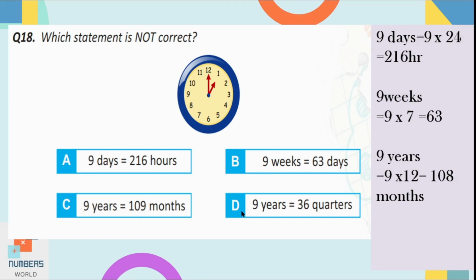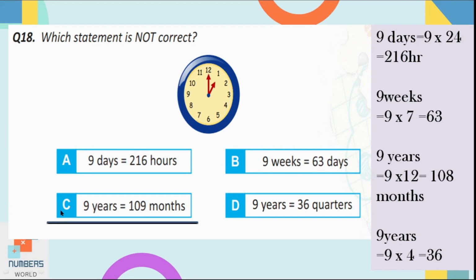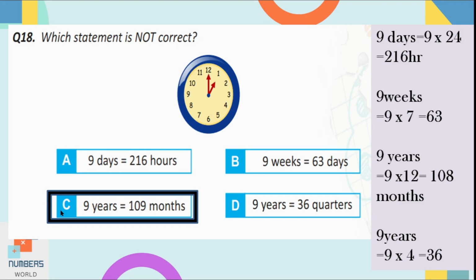Let's check the last option as well. 9 years is equal to 36 quarters. We know that a quarter means 4, so we will multiply 9 by 4, that is equal to 36. So option D is also correct. So here only option C is the incorrect statement.